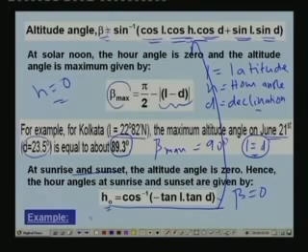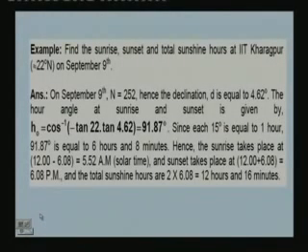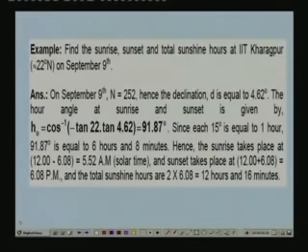So H naught is the hour angle at which the sun rises or sets. That is given by cos inverse of minus tan L into tan D, where L is the latitude and D is the declination. Let me give a small example. I would like to find out the sunrise, sunset and total sunshine hours at IIT Kharagpur on September 9th. That means at what time the sun rises and sets, and how many hours of sunshine are available at this location, which has a latitude of 22 degrees. That means L is equal to 22 degrees north.